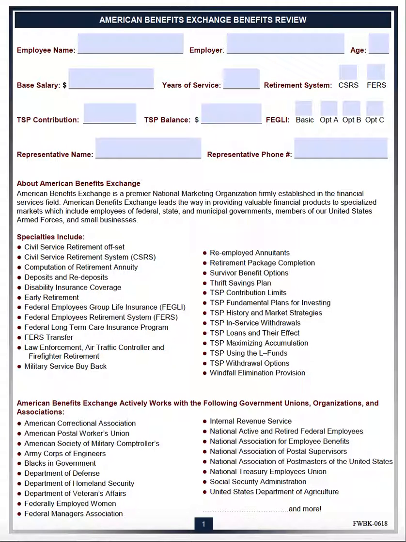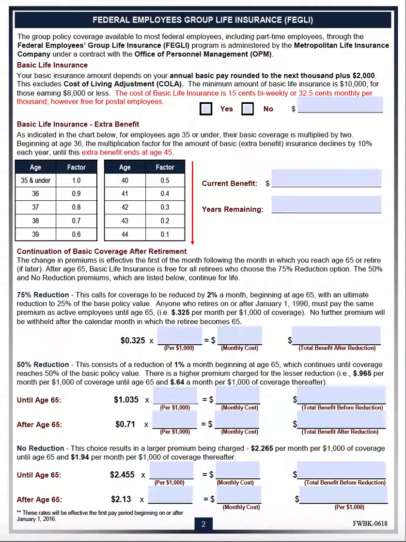On the bottom half of this page is information about our company and some of our specialties, things that we can go over. Other organizations or agencies that we work with. We certainly did not have enough room on this page to put everybody we've ever worked with, but just some examples. And you can utilize some of the examples of people that you've worked with.